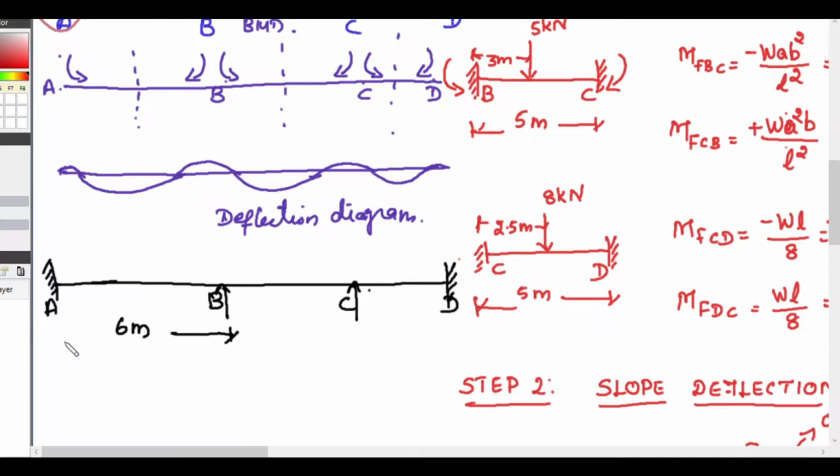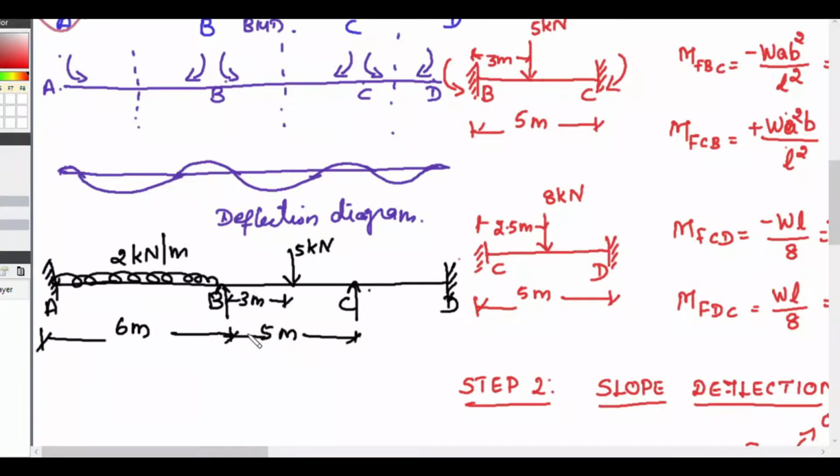AB is 6 meter. We have 2 kilonewton per meter loading on AB. In the span BC, we have a 5 kilonewton load at 3 meter. The span length BC is 5 meter and the span length CD is 5 meter. In the span CD, we have an 8 kilonewton load at the center of the span, that is at a distance of 2.5 meter from C. So now we have already found the final end moments, right? So we will mark that also.